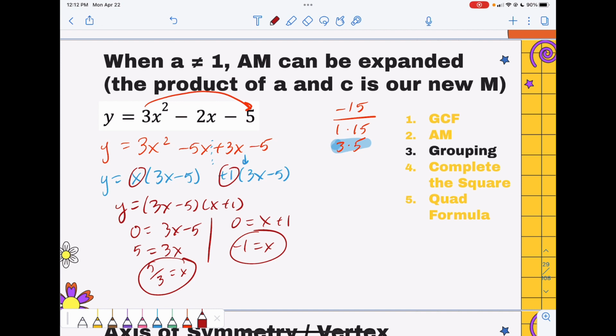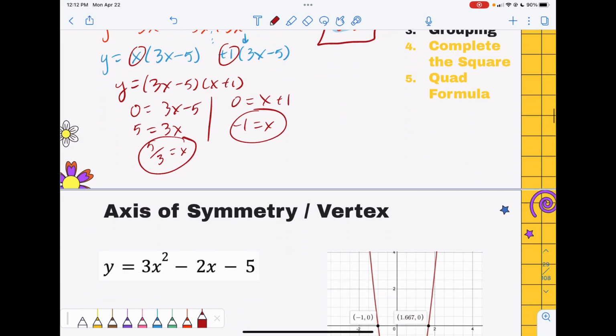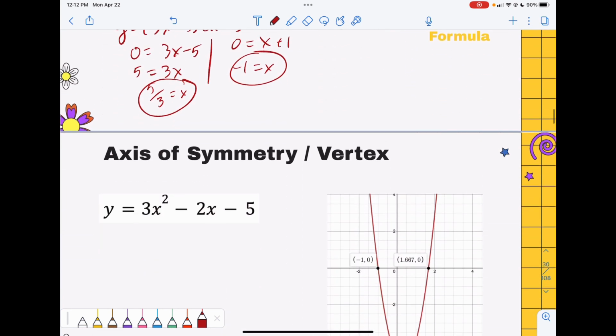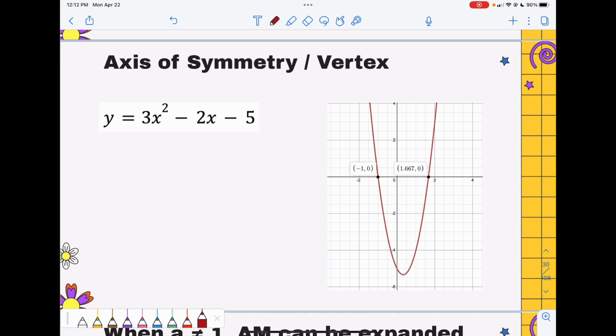Again, the grouping technique, I make this guide on the side, a times c. There it is. Axis of symmetry and vertex for this particular quadratic. This is the same one from the previous example. Axis of symmetry we can find in two ways. One way, x is equal to negative b over 2a.